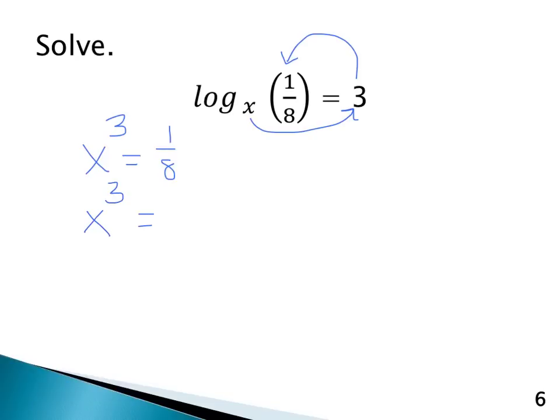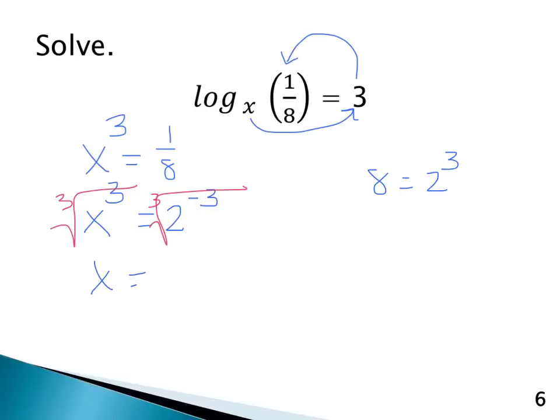8 is 2 cubed, and we want to move it in the fraction, so that becomes 2 to the negative 3. Let's take the cube root of both sides now. And when you do that on the left, you just get an x, and on the right, you're going to end up getting what? 2 to the negative 1?